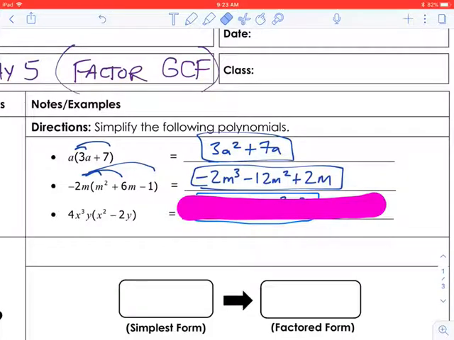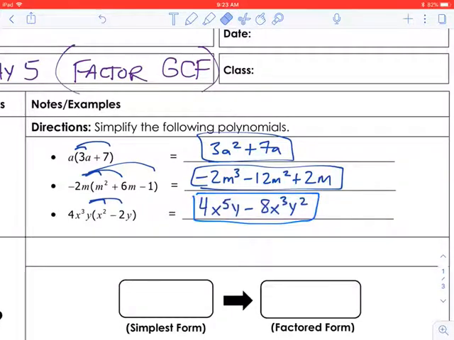And then the last one, we had 4x to the third times both, so 4x to the third, and then 4x squared, we get 4x to the fifth. And then y didn't change. 4 times negative 2 is negative 8. x to the third didn't change, but y times y is y squared.